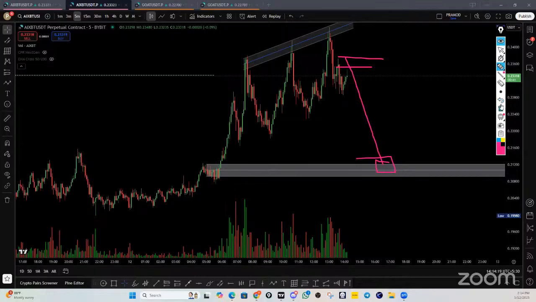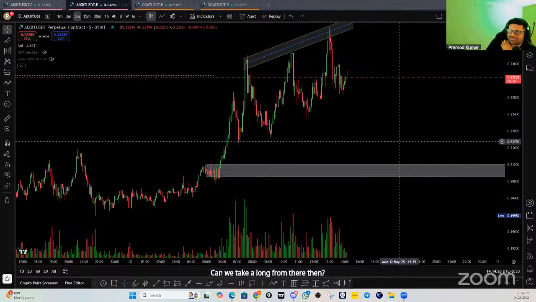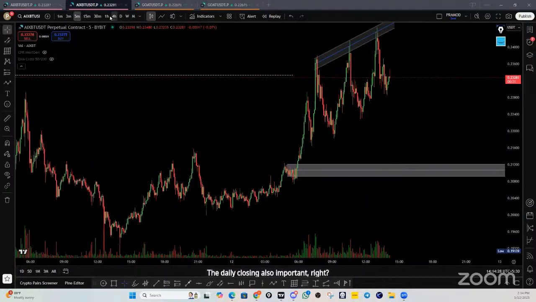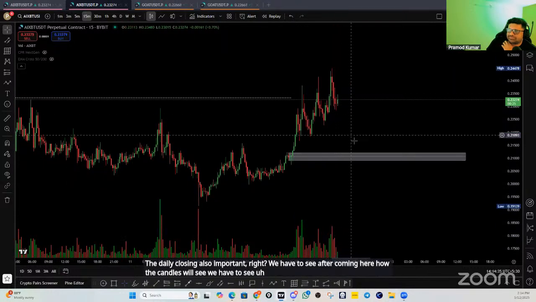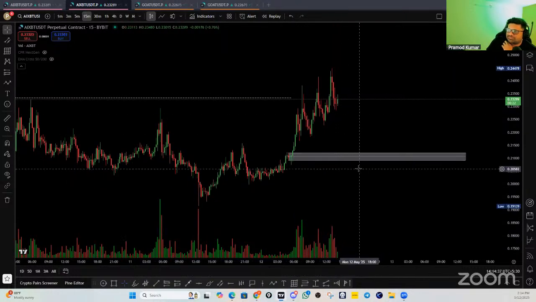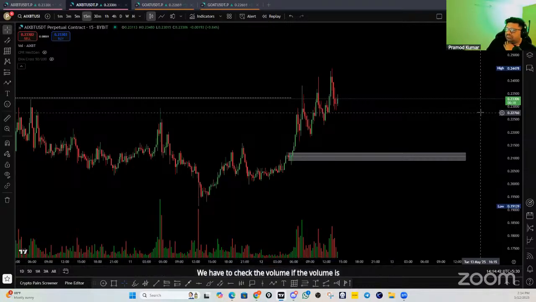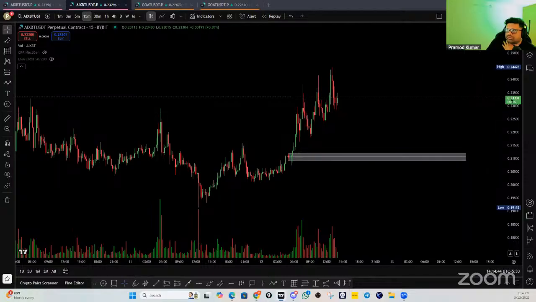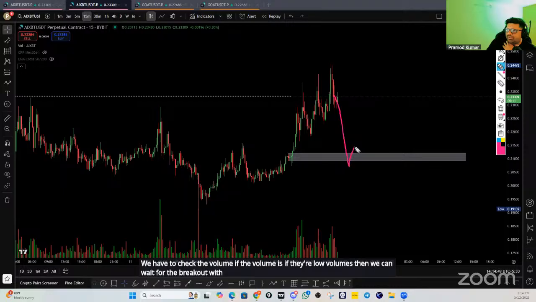Can we take a long from there then? No, sir. After that, we have to see how it reacts from here. The daily closing is also important, right? Yeah. We have to see after coming here how the candles look. We have to check the volume once again. If the volume is low, then we can wait for the breakout with ultra high volume, enter, then we can catch this.